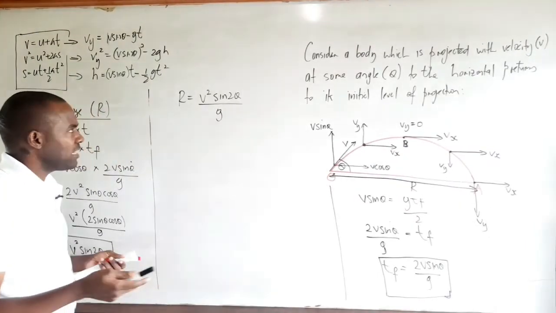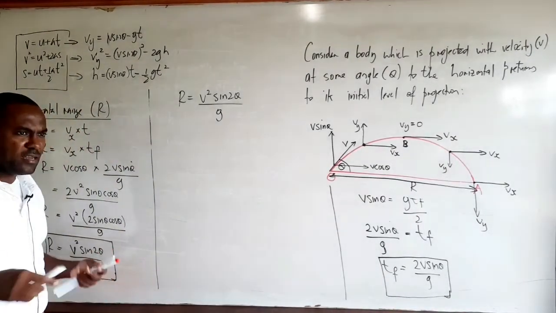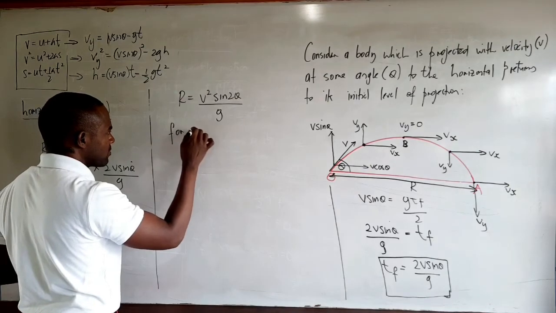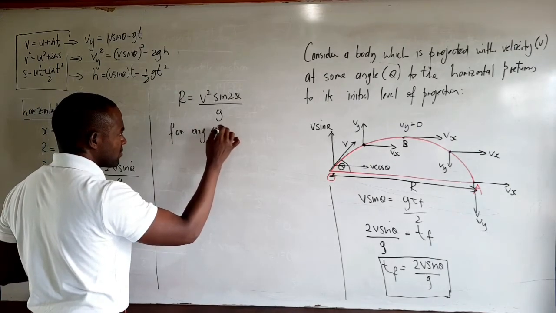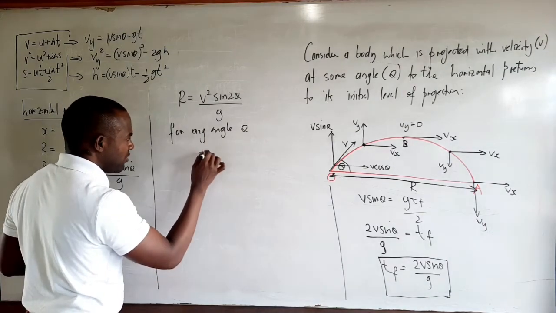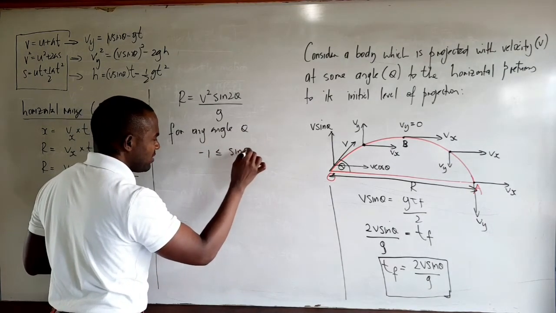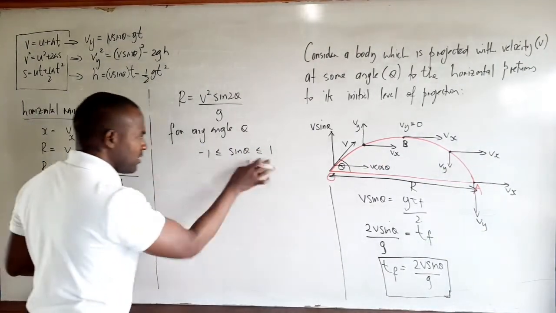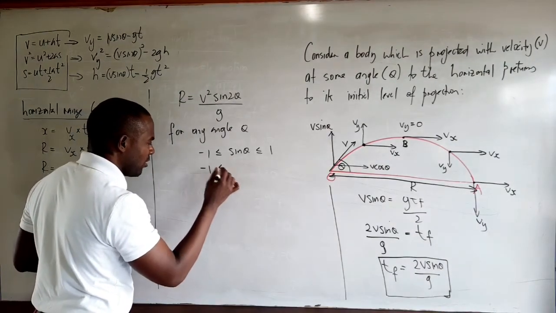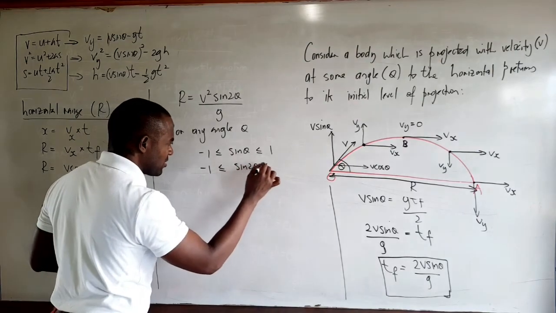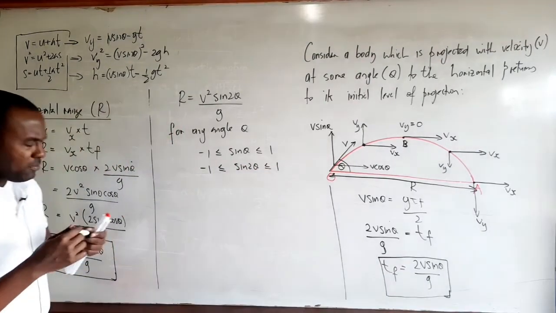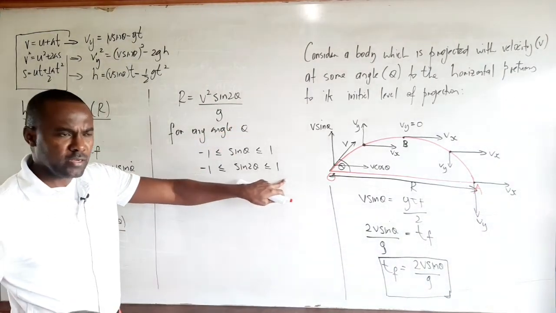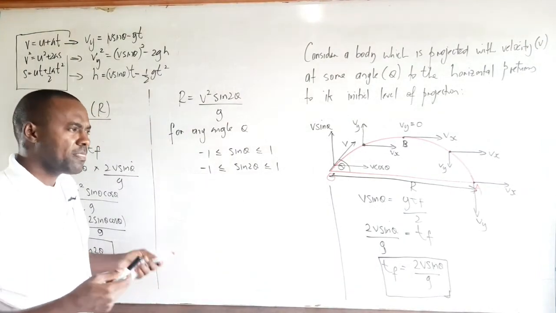Now, for any angle theta or even 2 theta, the range of sine lies between -1 and 1. So we say that for any angle theta, -1 is less than or equal to sine theta is less than or equal to 1. And if we should actually even multiply that angle by 2, then these limits don't change. So -1 is still also less than or equal to sine 2 theta, which is less than or equal to 1. What does this mean? It means that basically the maximum value that sine 2 theta can actually take is equal to 1, right? So we'll use this to find the maximum range.